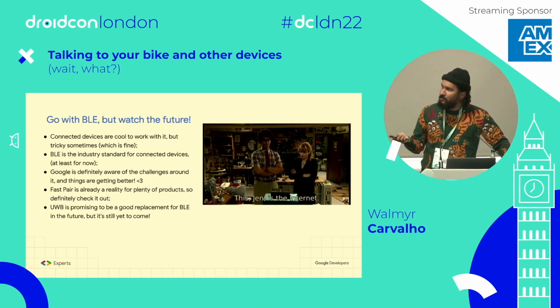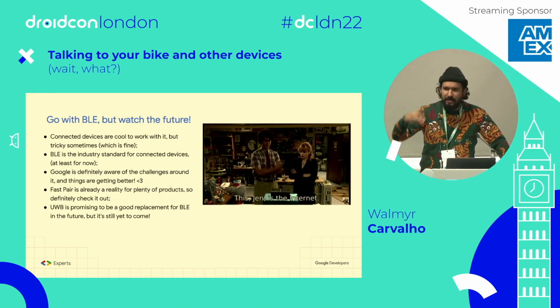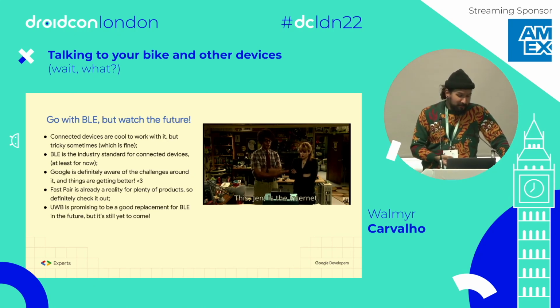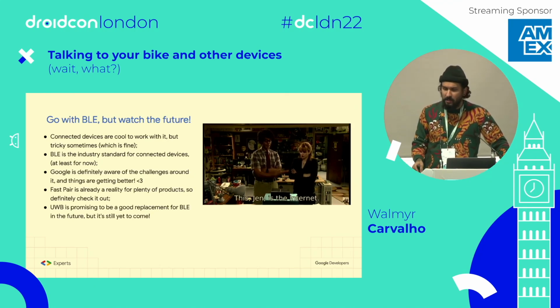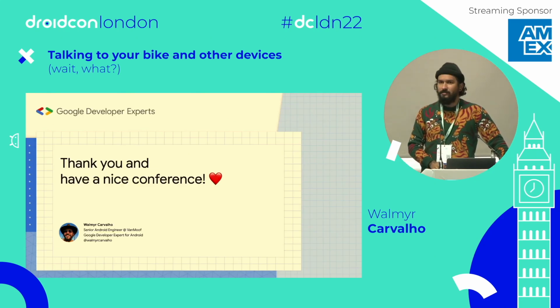Fast pair is something already a reality for some products, but mostly for headphones. I hope to see more smart devices like bikes, heaters, etc. in the future. And the ultra wideband that I mentioned promises to be a good replacement for BLE, but in general it's just a promise. We don't have anything concrete yet, but keep your eyes and ears open, because I think it's going to happen soon, I guess. And that's it. Thank you so much.